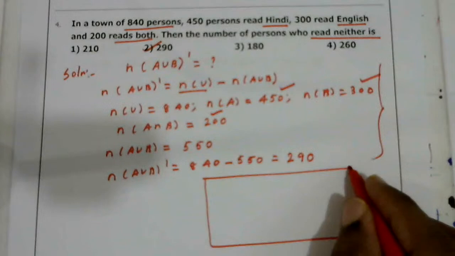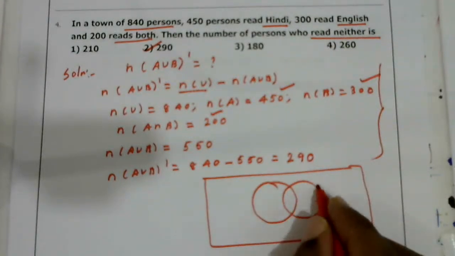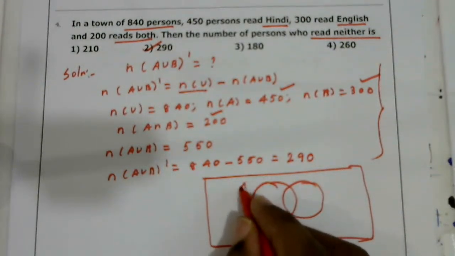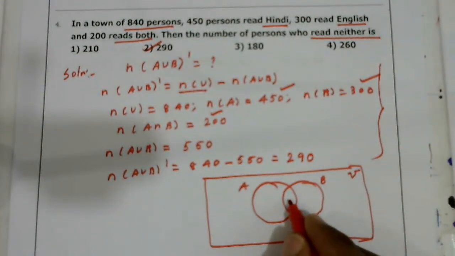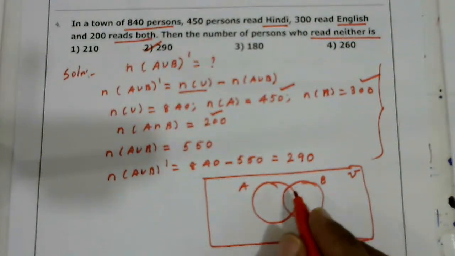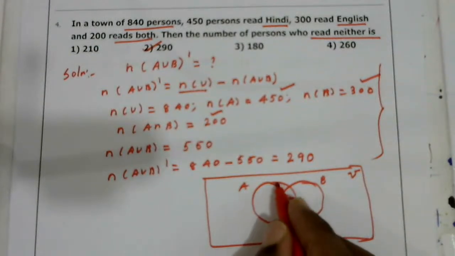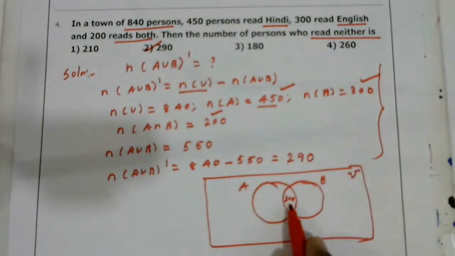I think you can easily get the result with the help of a Venn diagram. This is A, this is B. It's your universal set. What is common? Both intersection is how much? Intersection is 200, right? So here I write 200. And what is n of A? 450. Already I wrote 200. 450 minus 200, it is what? 250. Together it becomes 450, right?